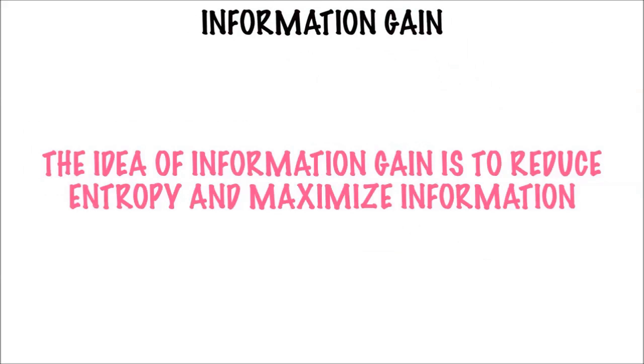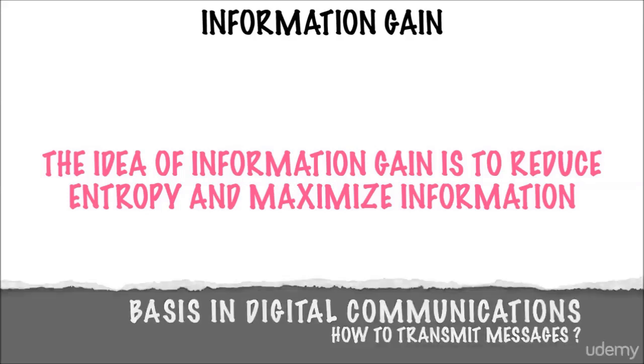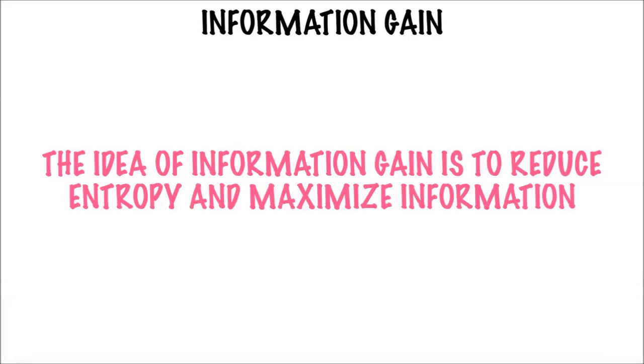Let's start by understanding information gain. The idea of information gain is to reduce entropy, which is a mathematical measure, and maximize information. Both of these are mathematical concepts which were introduced by a scientist called Shannon in the context of digital communication, where messages are passed back and forth between transmitters and receivers. We'll first learn about information and then about entropy.